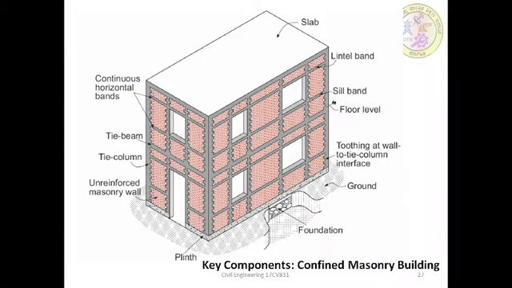It may be floor level bands, sill level bands, lintel level bands, or even slab level bands. So this is what we can see in the confined masonry, and these are the key components from this figure.